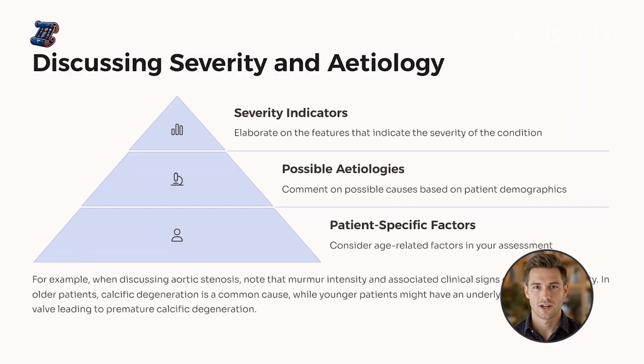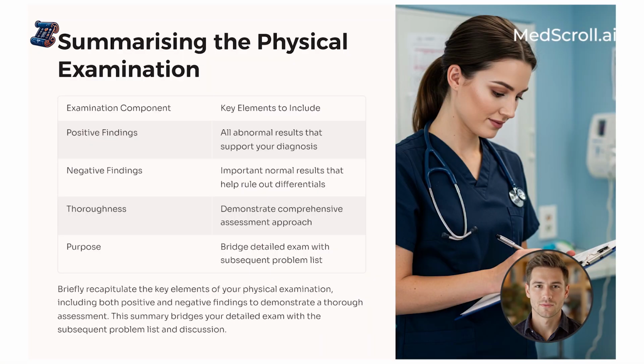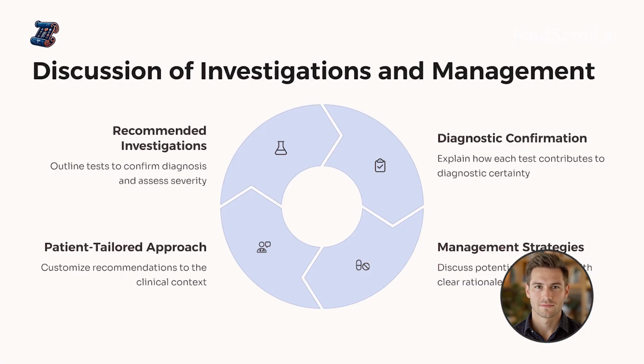After discussing the differentials and severity, briefly recapitulate the key elements of your physical examination. Make sure to mention both positive and negative findings to demonstrate a thorough assessment. This recapitulation acts as a bridge to your problem list and further discussion, ensuring that the examiners see that you have carefully evaluated the patient.